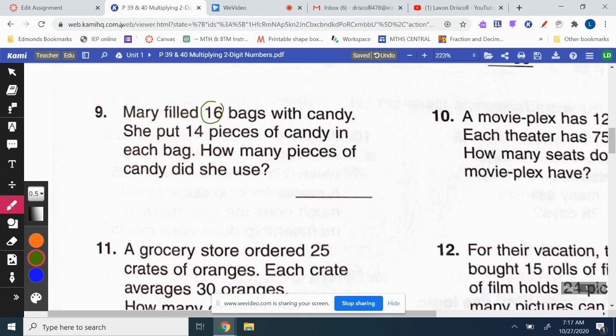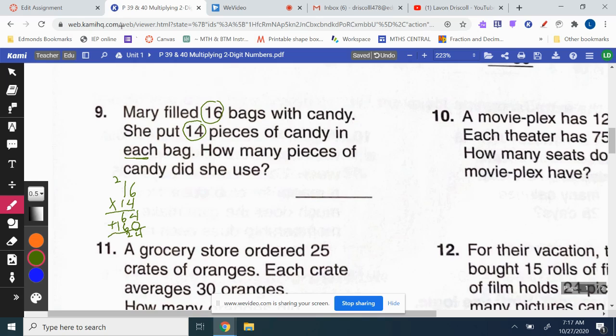Mary filled 16 bags of candy and she put 14 pieces of candy in each bag. How many pieces of candy did she use? So that tells me I'm going to multiply. So I'm going to go 16 times 14. 4 times 6 is 24. So I bring down the 4 and I carry the 2. 4 times 1 is 4 plus 2 is 6. Now I'm really multiplying the 16 by 10, so I have to put that placeholder 0. 1 times 6 is 6, and 1 times 1 is 1.